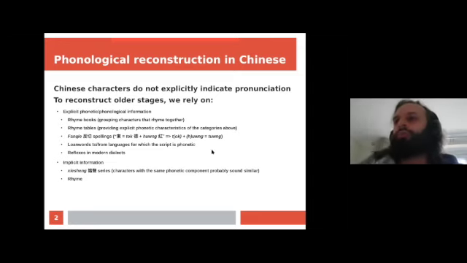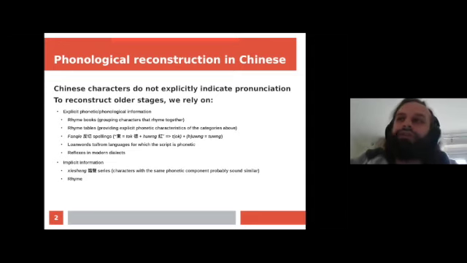There's also some researchers who make use of loanwords from and to languages for which the script is phonetic. So if we know a word has been borrowed into another language and we know how that word is pronounced in that language, that gives us some information. And finally, last but not least, reflexes of these characters in modern dialects.